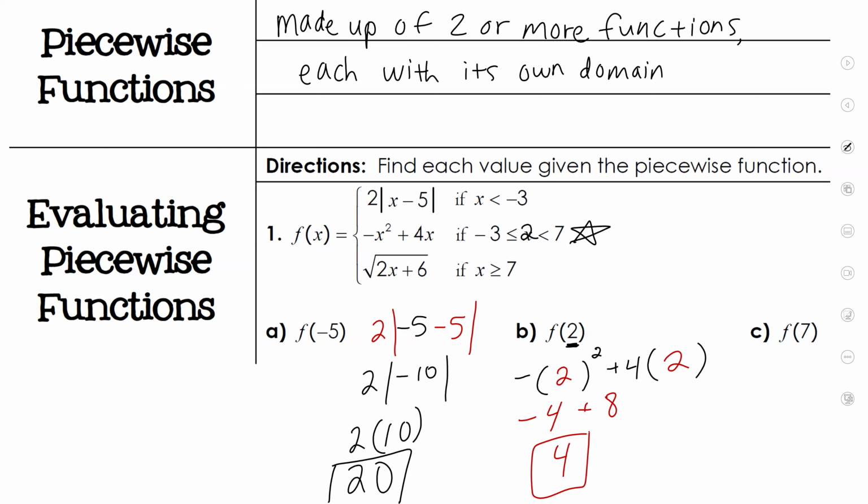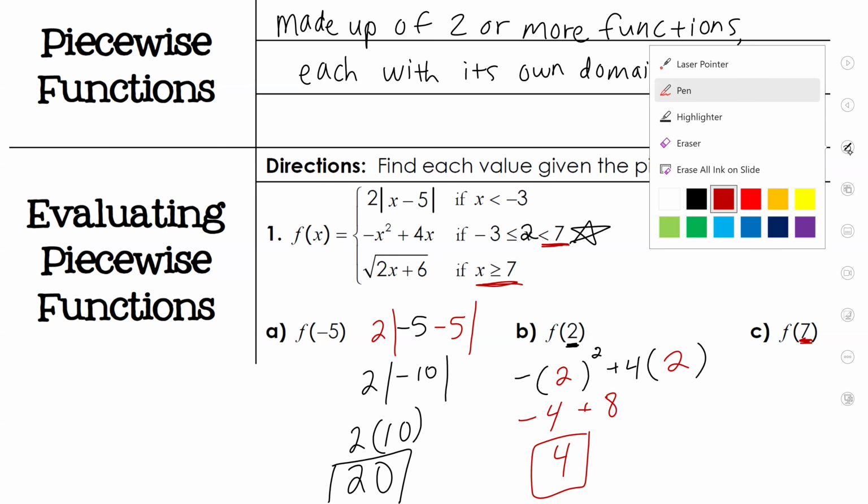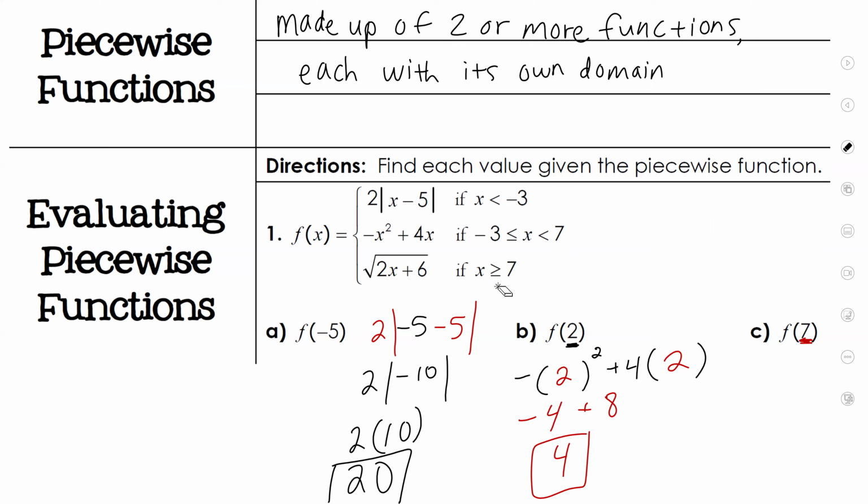Okay. Now, this one wants the x value 7. Will I use this one or this one? Why am I using this last one? It's more than or equal to. Yes, because it's equal to. Here we cannot equal the 7. Okay, you can put in 6.999, but you can't put in 7 because it's not equal to 7. We can use this one though because this includes 7. So I'm going to write down this function and I'll put in a 7. And what do we get here? 2 times 7 is 14, plus 6 is 20.